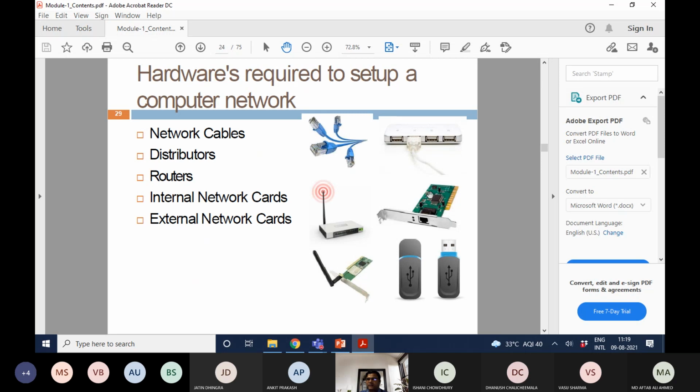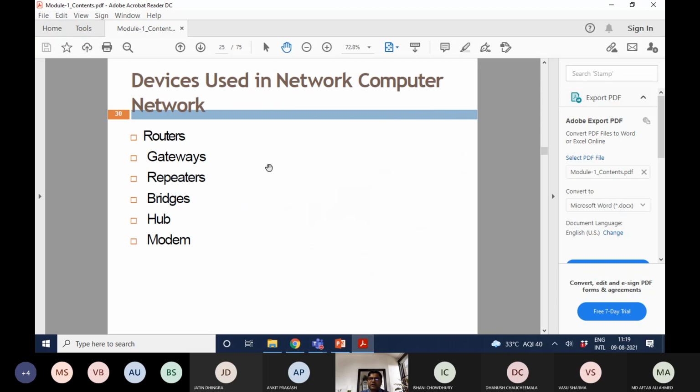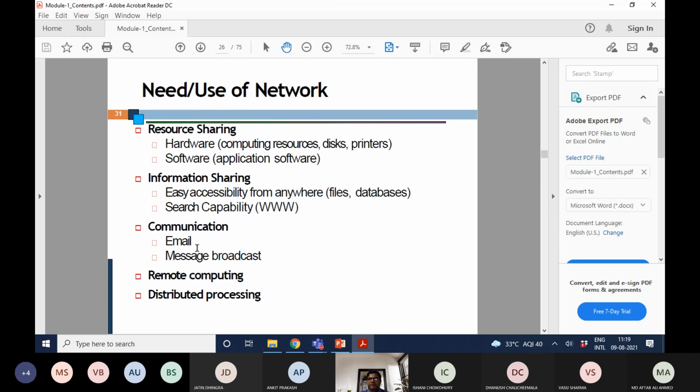This is an example of a NIC, network interface card. And these are examples of network cables. Then these are known as routers. Then internal network cards, these are internal network cards. These are external network cards. In this way, we need the hardware required for the computer network. And the devices we need are routers, gateways, repeaters, bridges, hub, and modem.